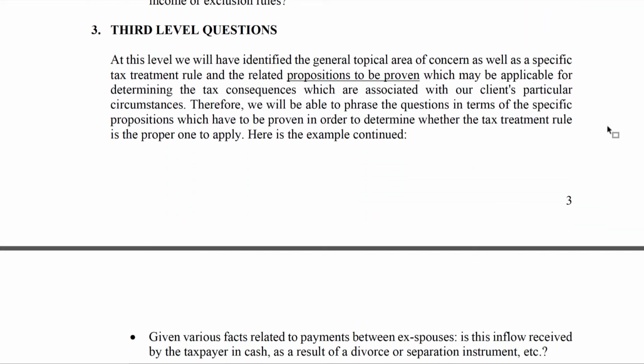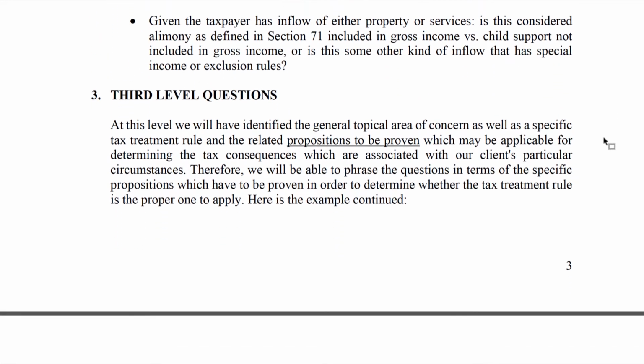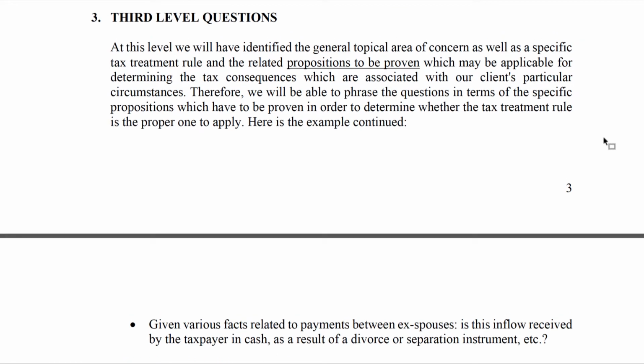Third level questions, they focus on the propositions to be proven. So every code section has a tax treatment rule, whether it's including gross income, excluding gross income, to allow a deduction, disallow, take a credit, to utilize a credit, to calculate something, determine a basis, whatever it is, there's a tax treatment rule. Now, when you're dealing with almost all tax treatment rules, there's propositions that have to be proven to meet the rule. So the idea is that alimony is included in gross income if it meets blank or blank, multiple blanks. So again, we're focusing on whether it's alimony or child support. We don't know what those exactly are.